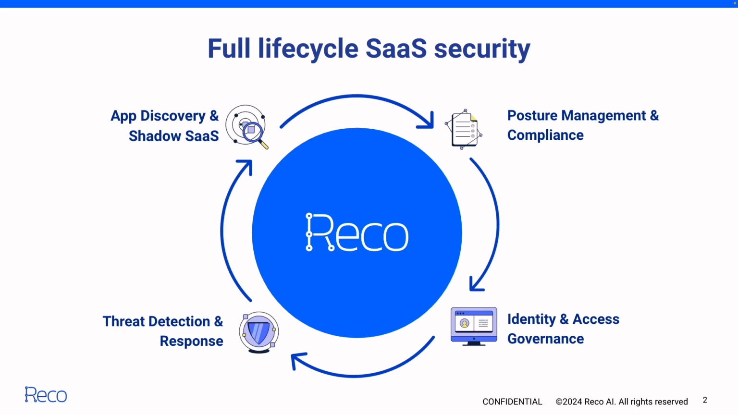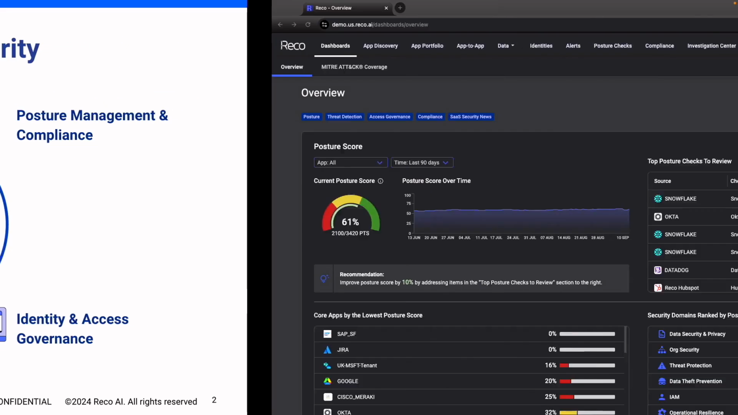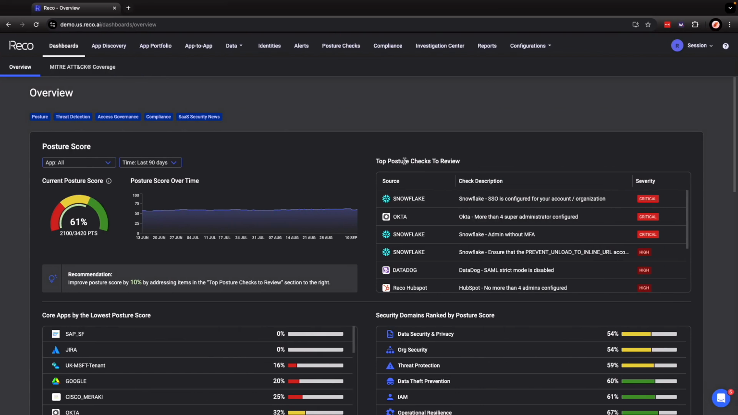Reco offers full lifecycle SaaS security. This includes app discovery and shadow SaaS, posture management and compliance, identity and access governance, as well as threat detection and response. Integrations in Reco are simple. Reco leverages API-based agentless integrations to connect to your most important SaaS applications.